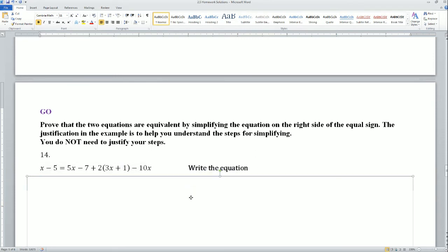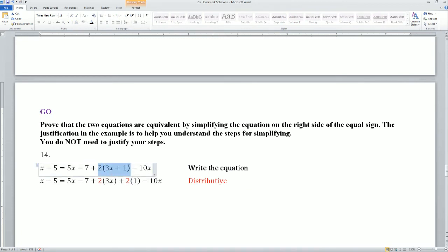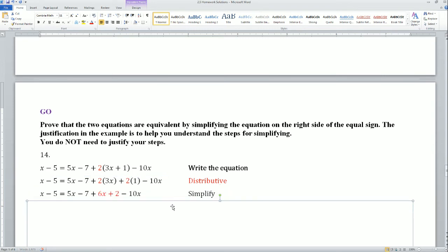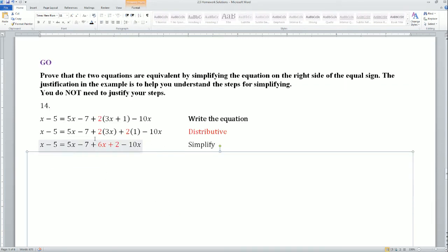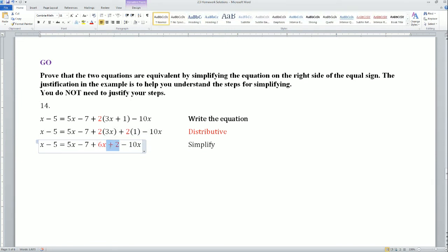Okay. First step, I'm going to distribute because I'm trying to get rid of that parentheses. That is what happened here. Right? 2 is multiplied to the 3x and 2 is multiplied to the 1. That is how I got these two terms here because I am distributing. Okay. Then I simplify. 2 times 3x is 6x. 2 times 1 is 2. So this came from this.